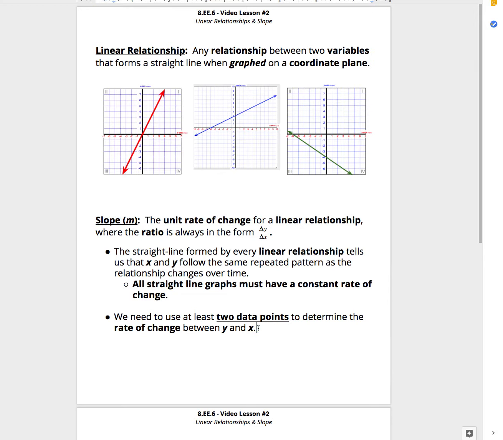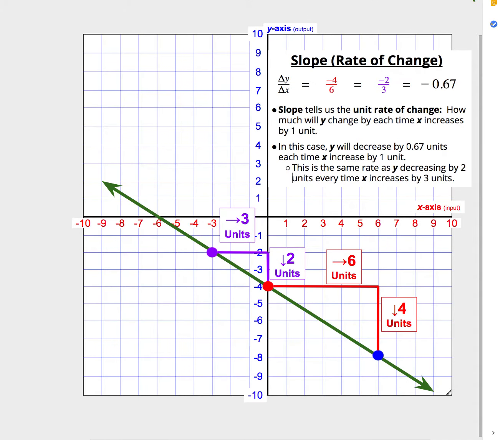In order to find slope for a linear relationship, we need to use at least two data points to determine the rate of change between y and x. We're going to look at the green linear relationship as an example of how to find slope. Here we see the green linear relationship, and we've picked out three data points in purple, red, and blue.